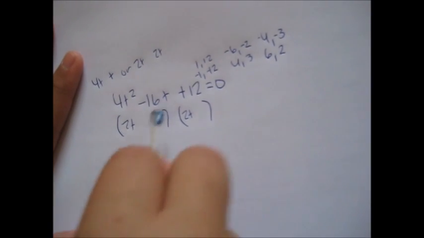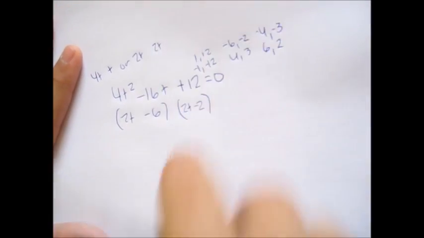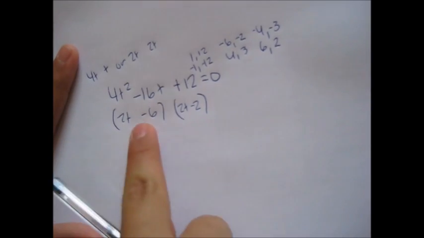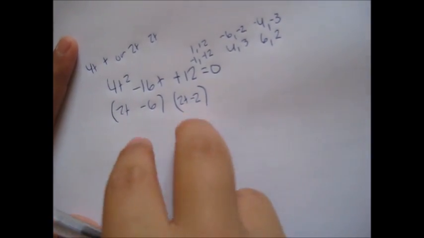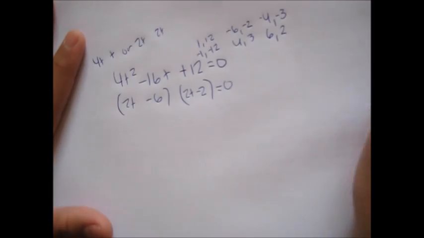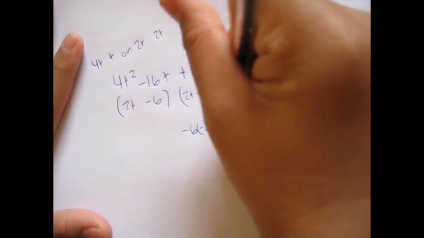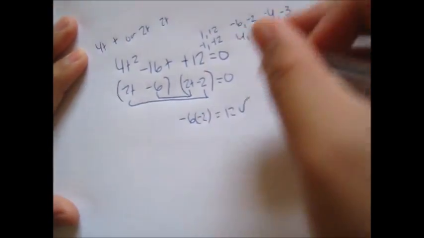So I picked -6 and -2. I'll place that in the second position of the 2 parentheses. Don't forget the 0. Oops, almost forgot the 0. Okay, make sure those 2 multiply up to the last term. Yes, they do. Now you want to multiply the first term and the last term and the 2 middle terms together.